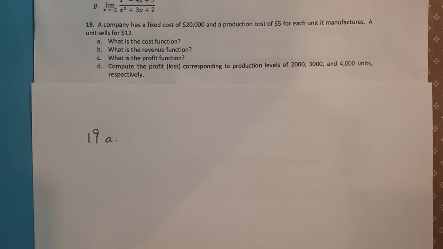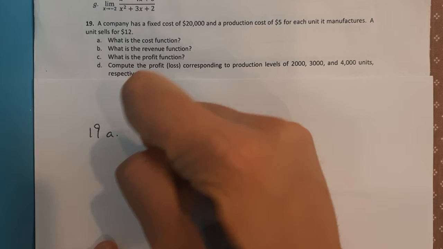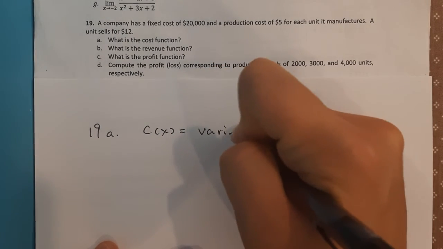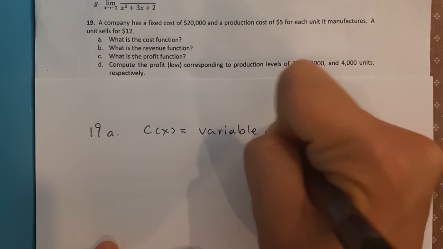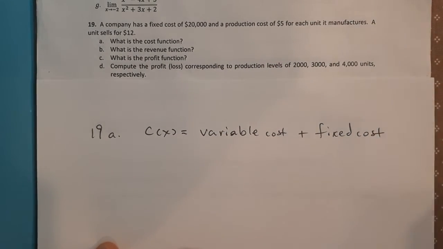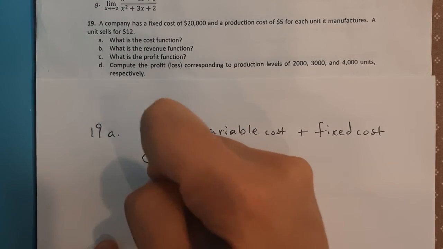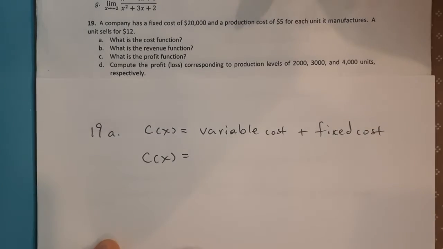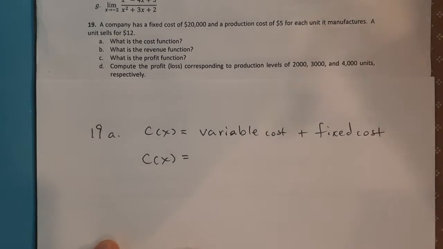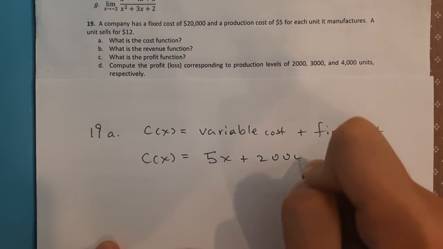So for the cost function, here we're going to take the variable cost plus the fixed cost. So here we get C of x equals, so it takes $5 to produce each unit, so it's 5x, plus the fixed cost of 20,000.